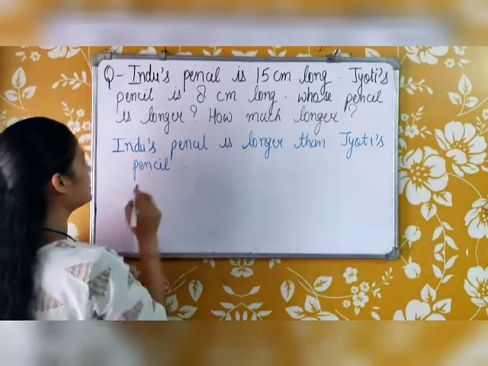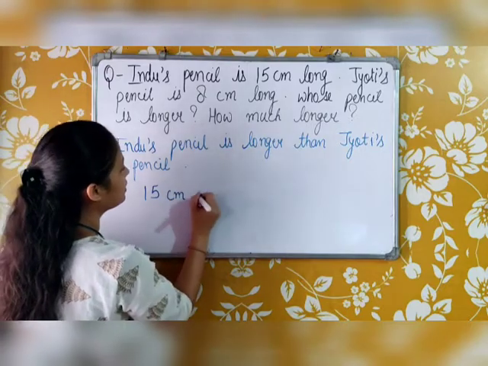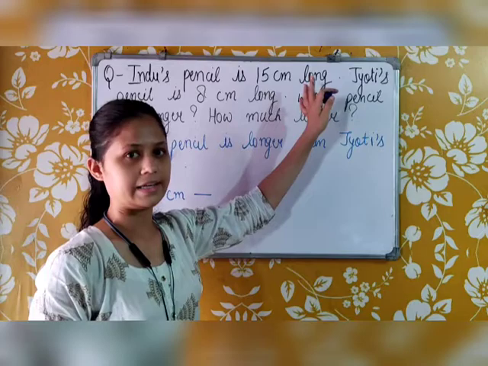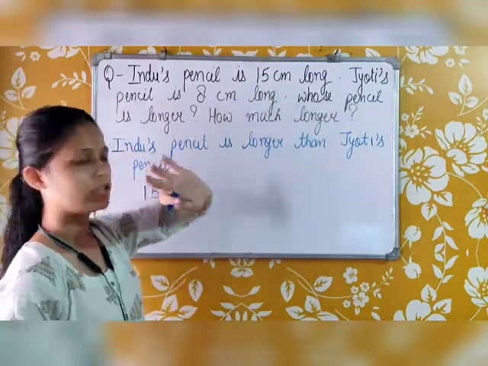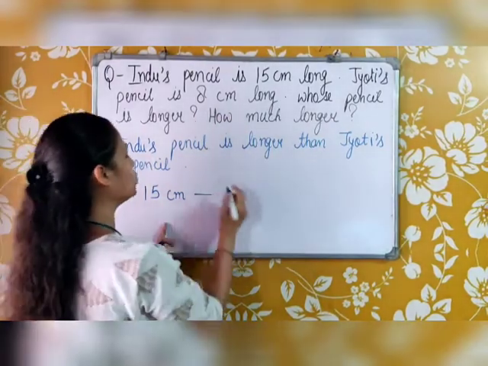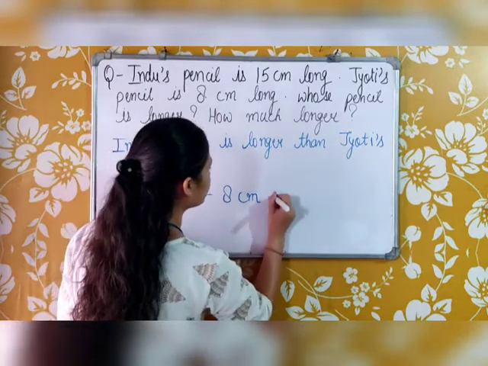So I will subtract Jyoti's pencil length from Indu's pencil length. Indu's pencil length is 15 centimeters minus Jyoti's pencil length, 8 centimeters. Okay.